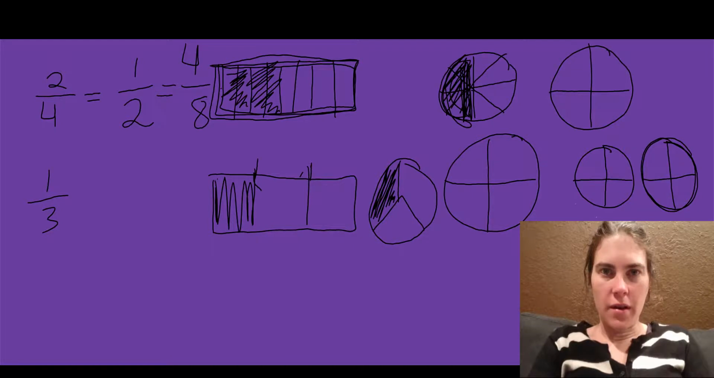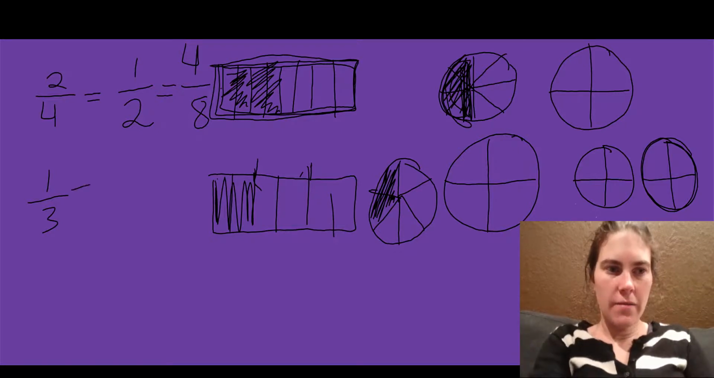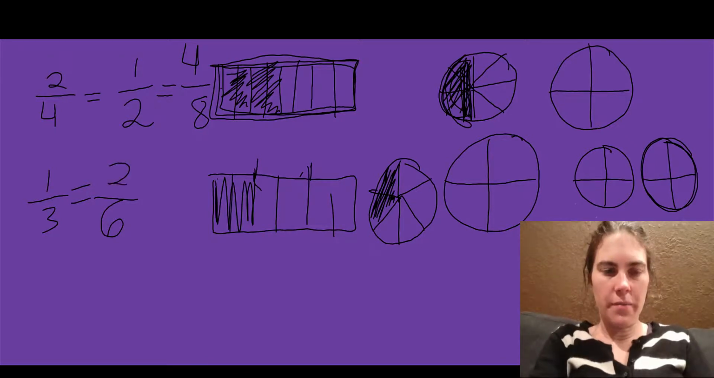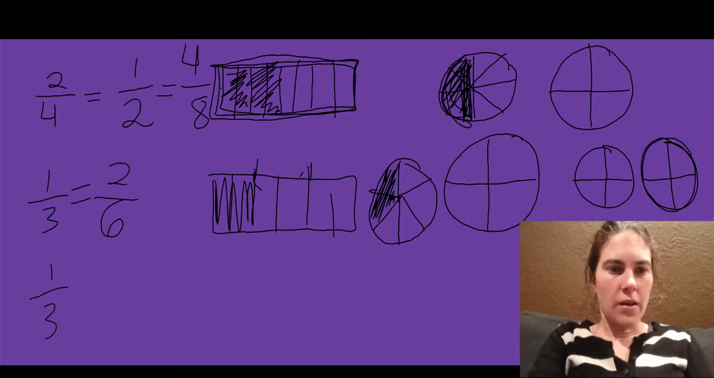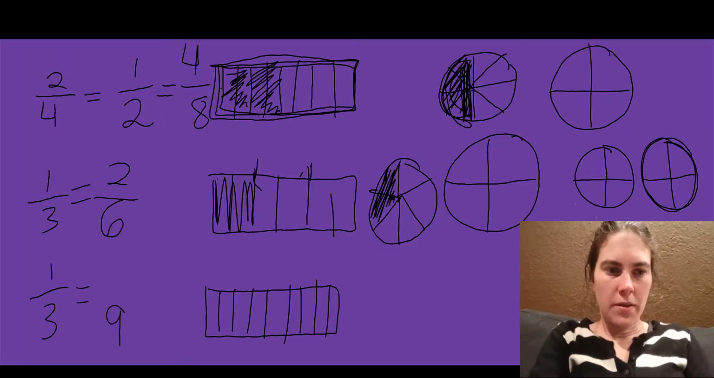If I want to think of another name for 1/3, I could cut these all in half. Now I have 6 pieces, and the shaded ones, there are 2 of them. Another thing I could do is take my thirds and divide each one into 3 pieces. Now I have 9 pieces, and 1/3 is 3 of those 9.